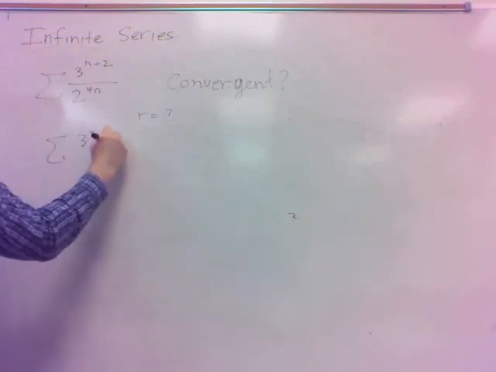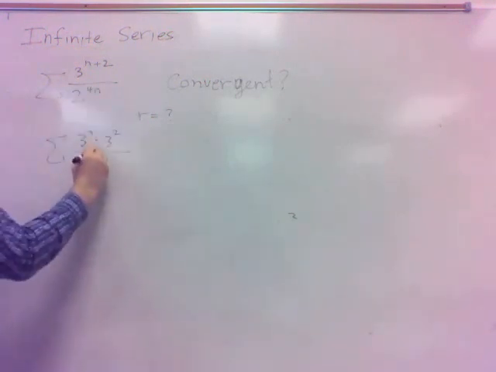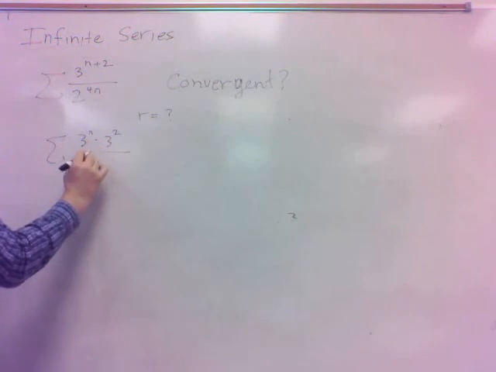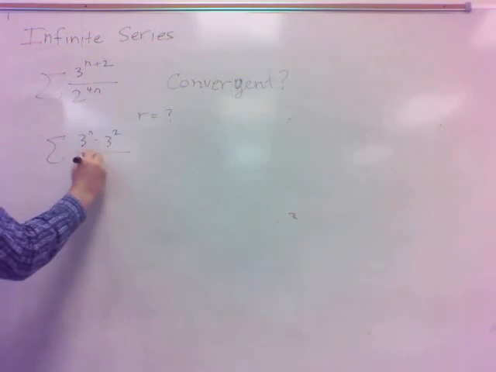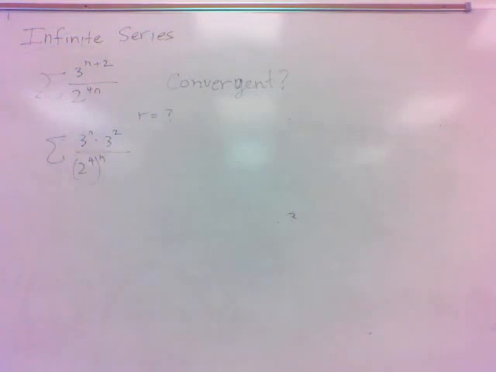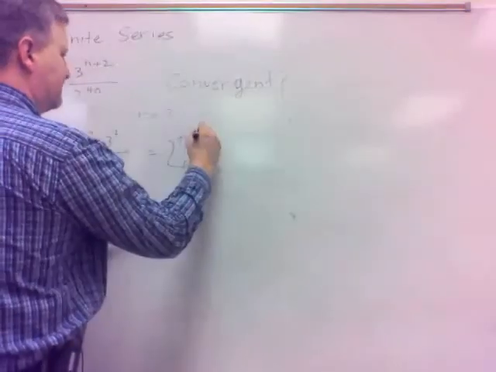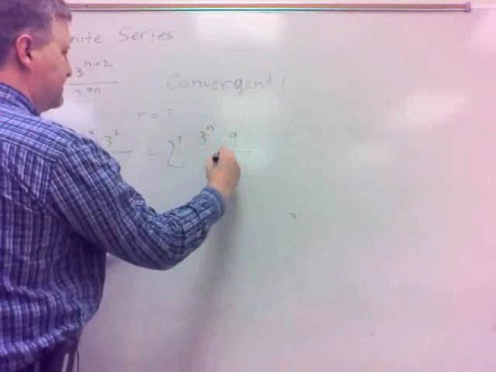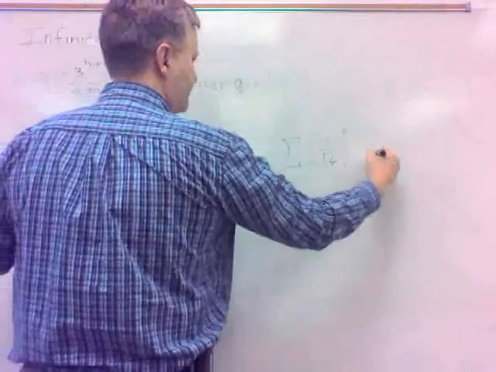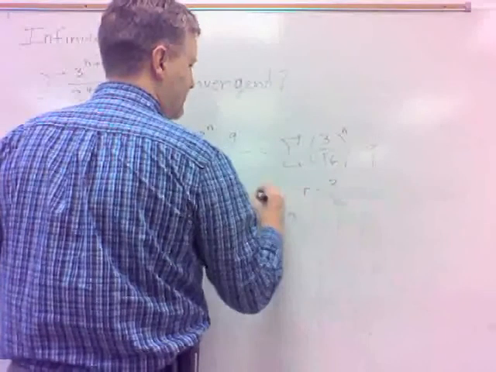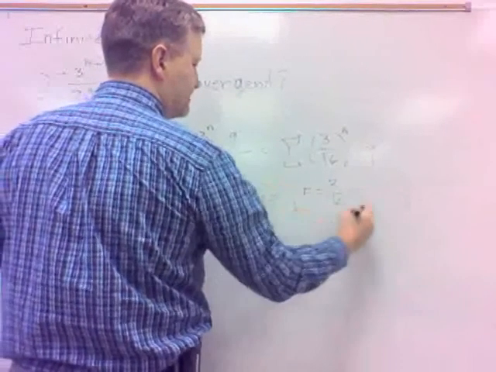So let's change this. It'll be 3 to the n times 3 to the second, over 2 to the fourth to the n. If I have a number times the n, I can write it this way, which is 16. So I have 3 to the n times 9 over 16 to the n. So that's 3/16 to the n. Geometric. R equals 3/16, so it converges.